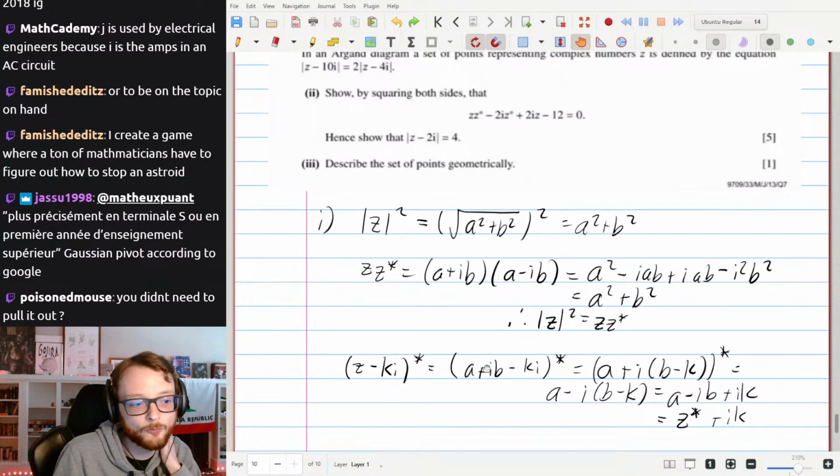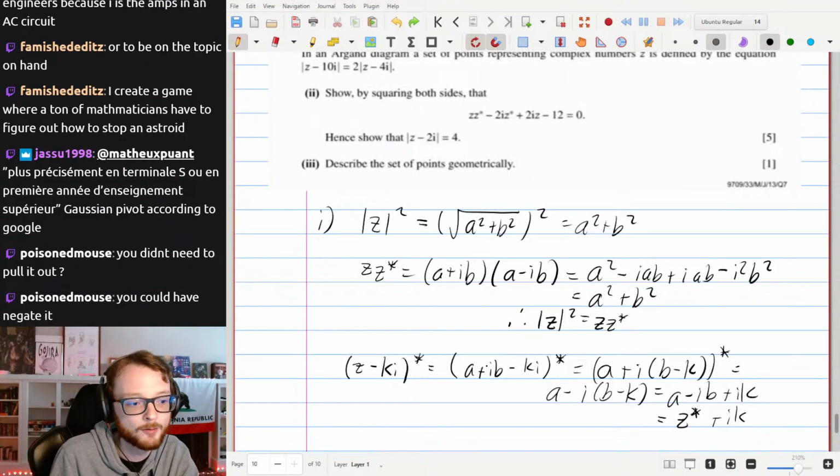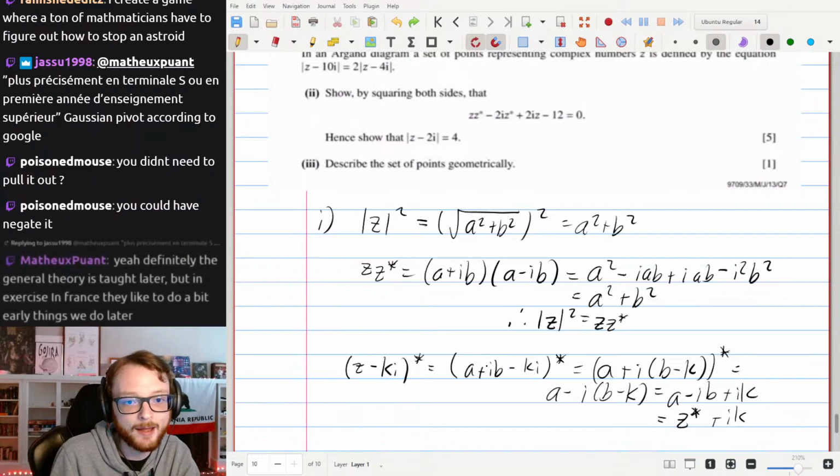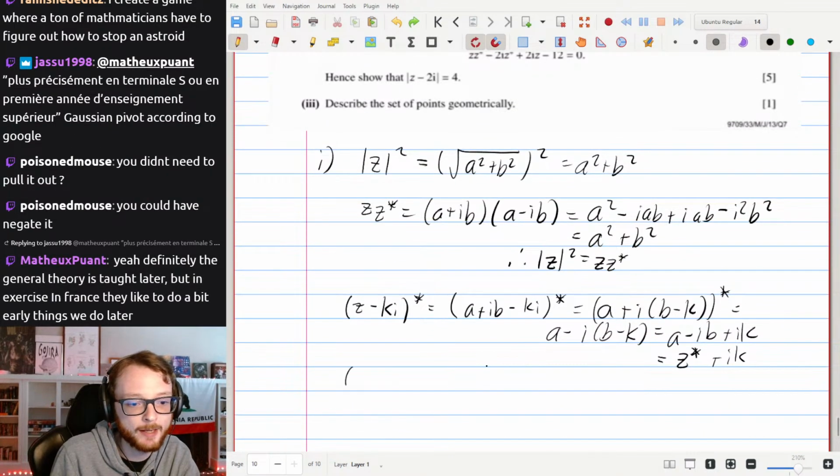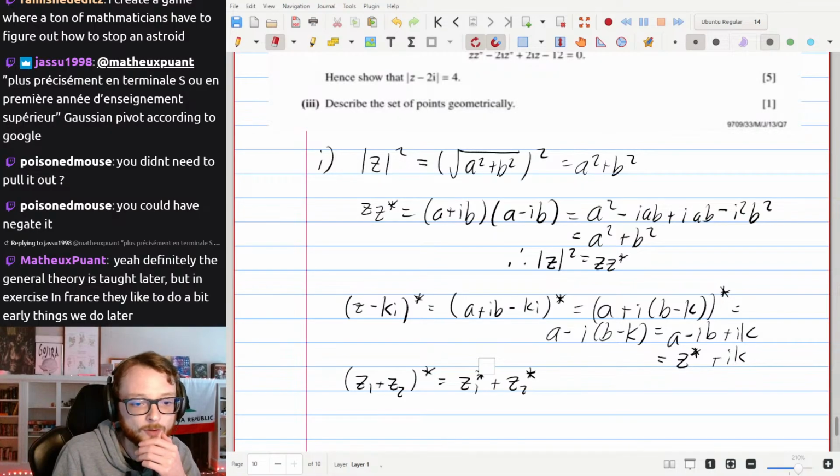I assume this is the process they want us to use, Poison Mouse. I could definitely have done this way quicker. I assume the person who's doing the question doesn't have this property here. I was trying to avoid using that property. That's why I was doing this weird thing. But you're right. From the start, if we didn't know this, we could have done a lot quicker.